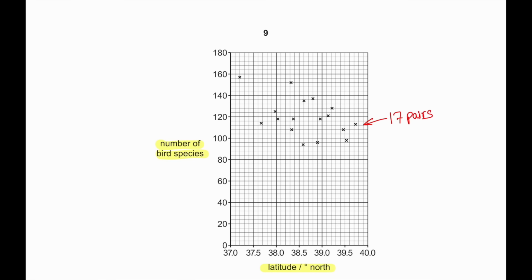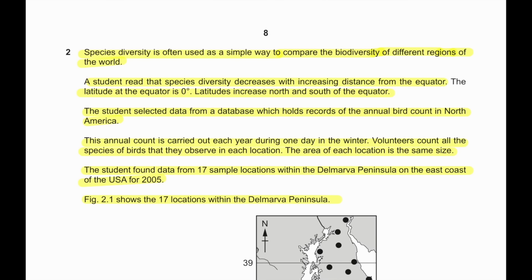So if we look into the way the student collected the information, the student selected data from a database which holds a record about the annual bird count in North America. This annual count is carried out each year during one day in the winter. Volunteers count all the bird species that are observed in each location. The area of each location is the same size. So counting only one day, it brings about a lot of limitation.